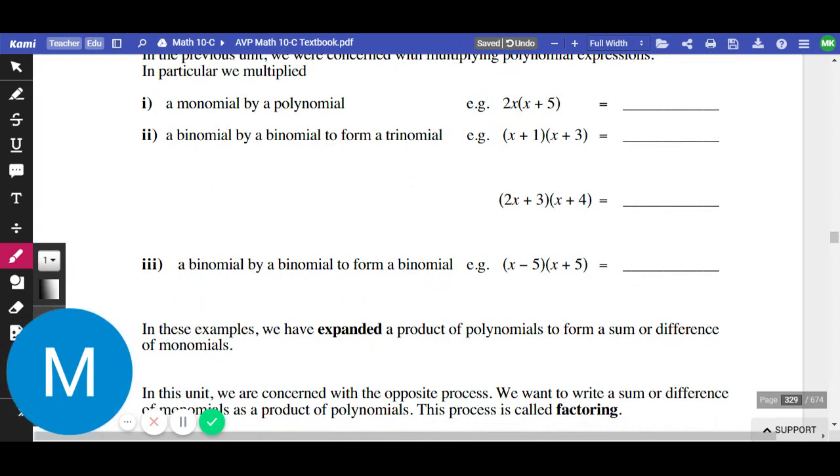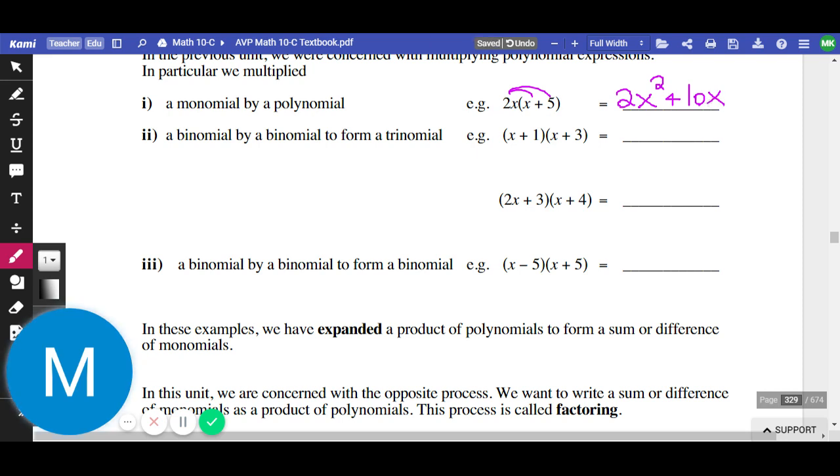We did all different kinds of expansion. We expanded monomials by polynomials. So for instance, we took something like 2x, we expanded it in, and we got 2x squared plus 10x. Right? Like that was something we did.